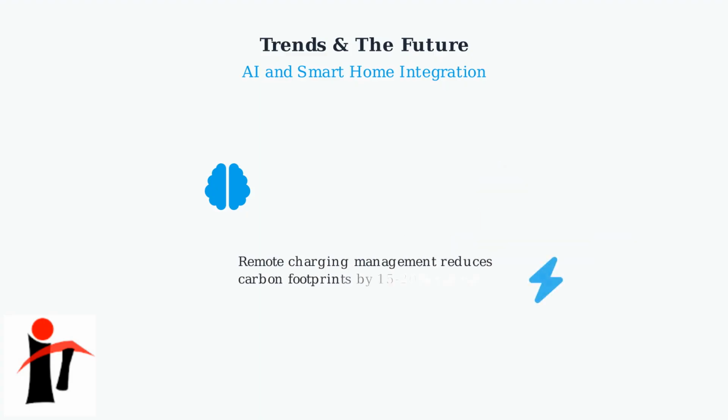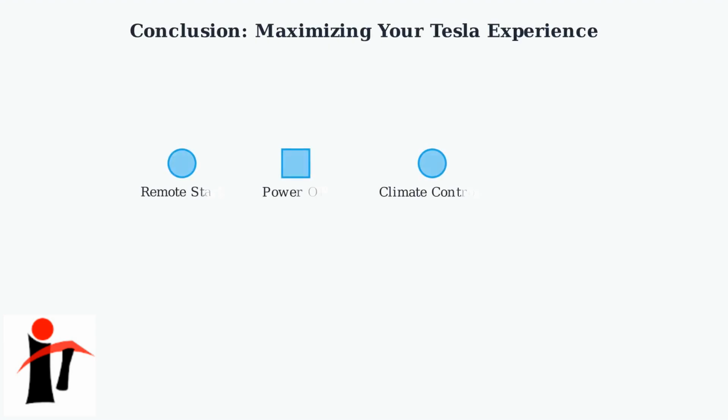Tesla's 2025 sustainability report highlights how remote charging management could reduce carbon footprints by 15 to 20% per vehicle annually by 2030. Mastering the Tesla app's remote start, Power Off, and Climate Controls enhances your ownership experience. They provide convenience, security, and contribute to a sustainable future.